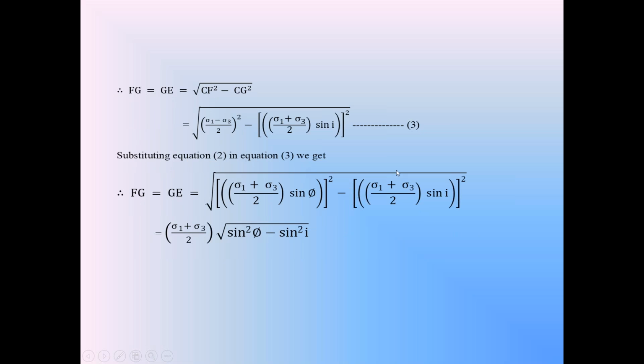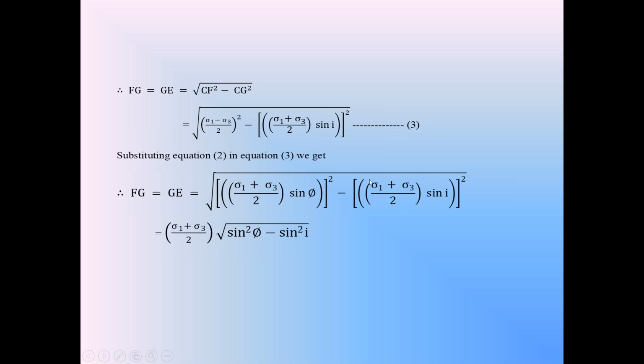Substitute equation 2 in equation 3, because we have (sigma 1 minus sigma 3)/2. Substitute that equation 2 in equation 3. This first term becomes ((sigma 1 plus sigma 3)/2 into sin phi) whole square. So simplify this right hand side in equation 3. The length FG is equal to length EG, which is equal to root of ((sigma 1 plus sigma 3)/2 into sin phi) whole square minus ((sigma 1 plus sigma 3)/2 into sin I) whole square.